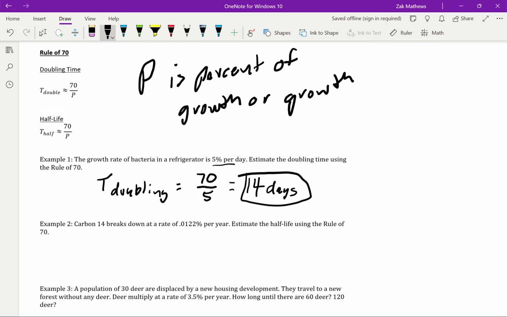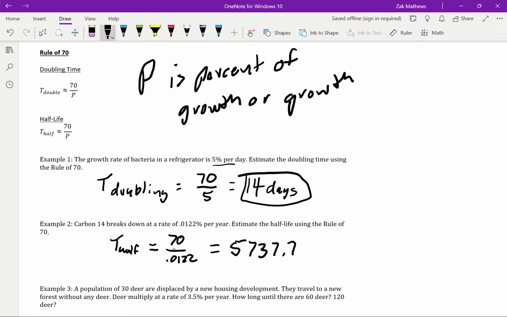Let's look at example 2. Carbon-14 breaks down at a rate of 0.0122% per year. Estimate the half-life using the rule of 70. It's going to work the exact same way. We're going to call it T half because now this population is decreasing. It's breaking down or getting smaller by a rate of 0.0122%. So I'm going to take 70, I'm going to divide it by the 0.0122. It is already a percent, so I'm not going to convert it. I'm not going to change it. I'm just going to leave it in that form.